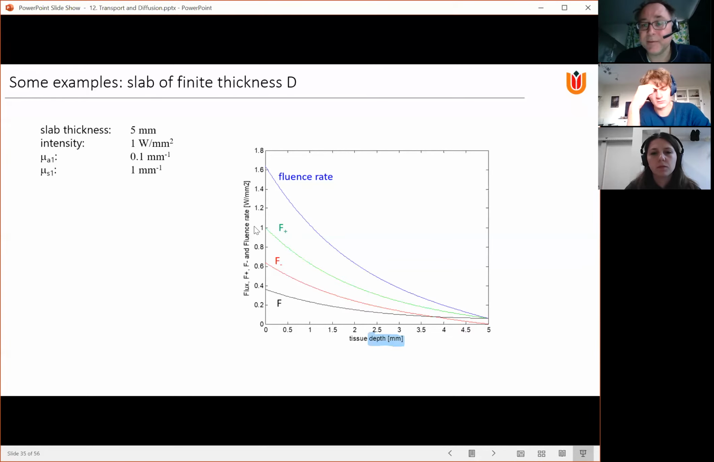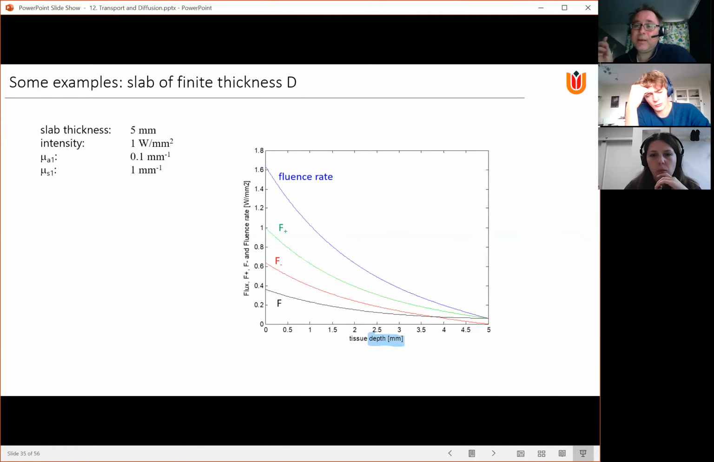And then if you go to the end, to the 5 millimeter depth, you see that it decays, but it doesn't go to 0. So that means that some light apparently escapes the tissue on that other side as well. On the other boundary at 5 millimeter, any flux in the forward direction is the light that escapes.